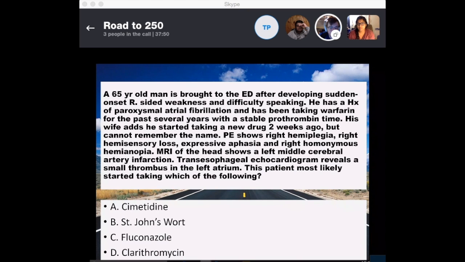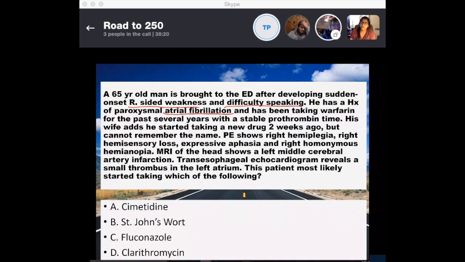Oh, and I guess we forgot to do this with the last question. We didn't really walk through the vignette, so we can go back and do that. But okay, so this guy comes in with right-sided weakness, difficulty speaking. What's he got? He's got a history of AFib. Stroke. He's having a stroke, right?